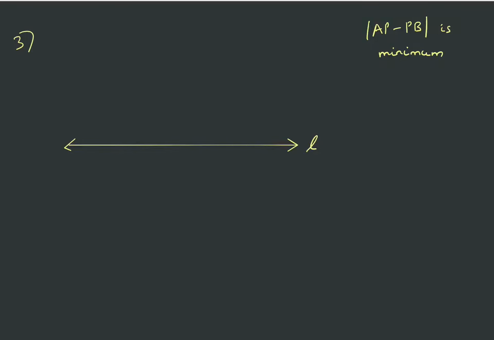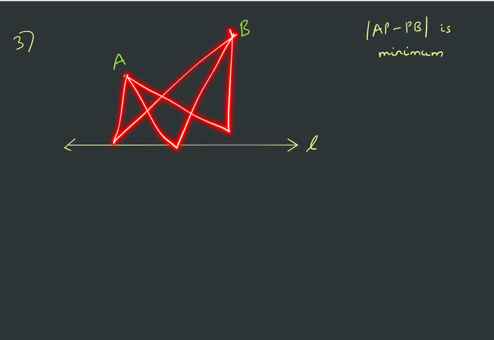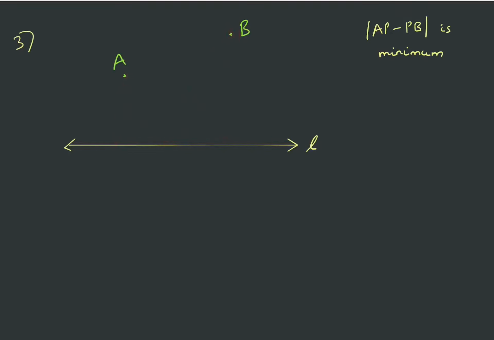So in this third question we are given a fixed line L and there are 2 points A and B which are fixed. Our aim is to find a point P on this line L such that the difference of AP and PB is minimum possible. So we need to find that point P on this line L.